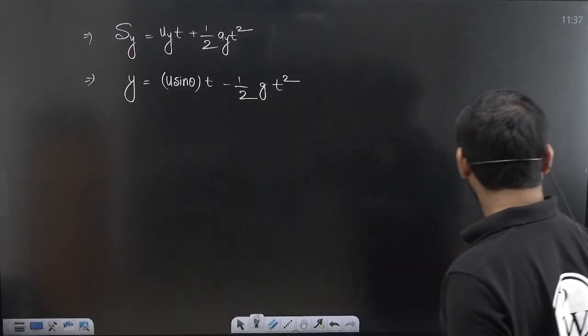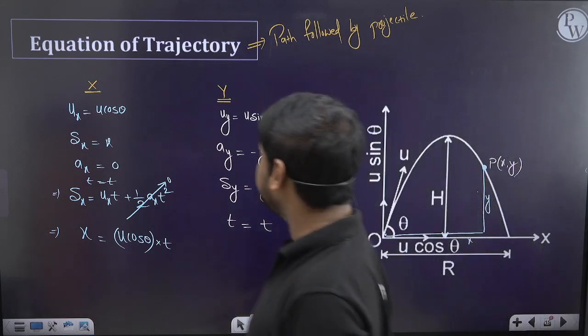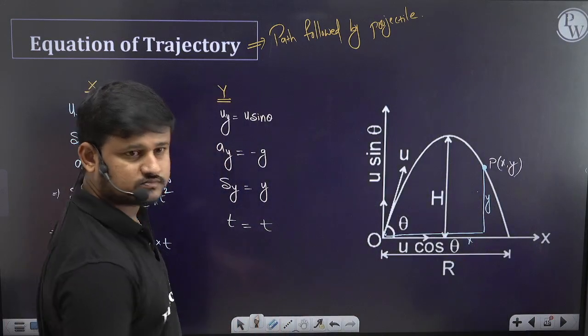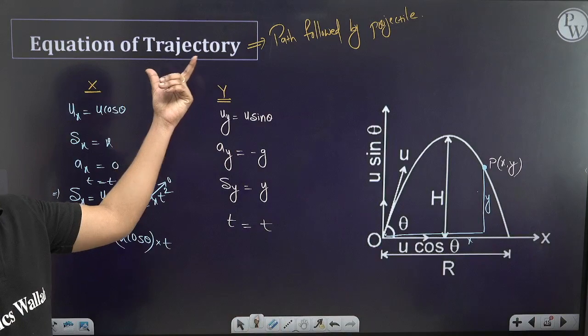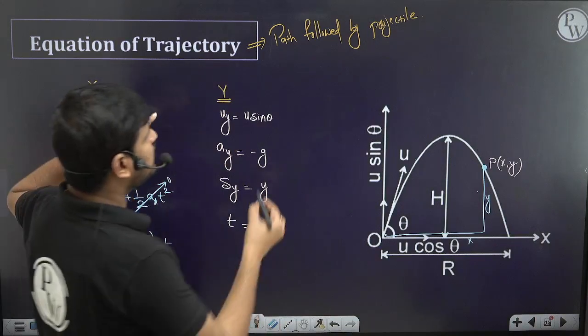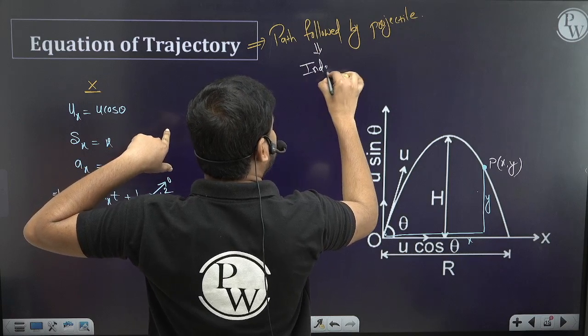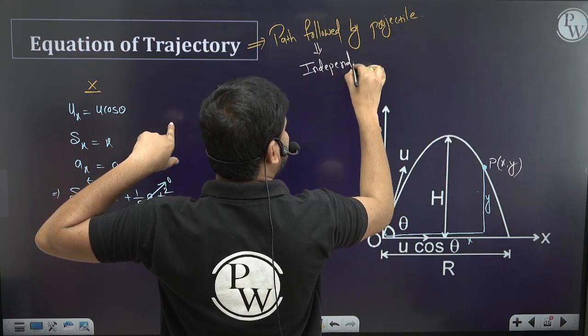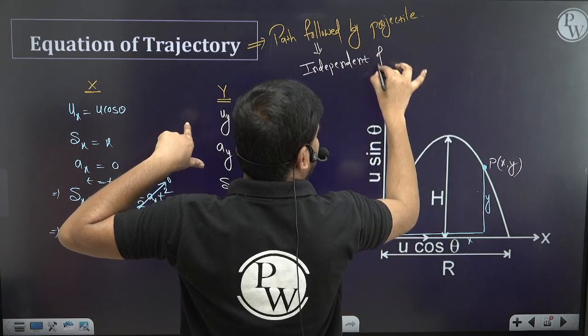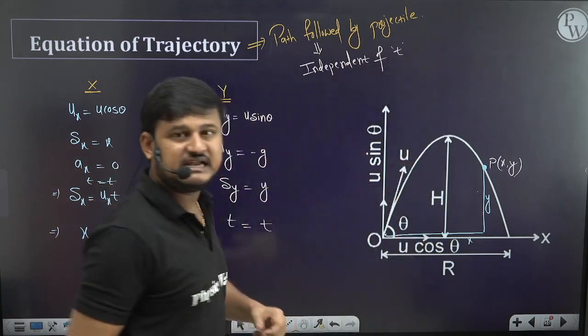So let's do some calculations here. Let me eliminate the t term. The trajectory, the path followed by the projectile, has to be found independent of t. There should not be any time term.